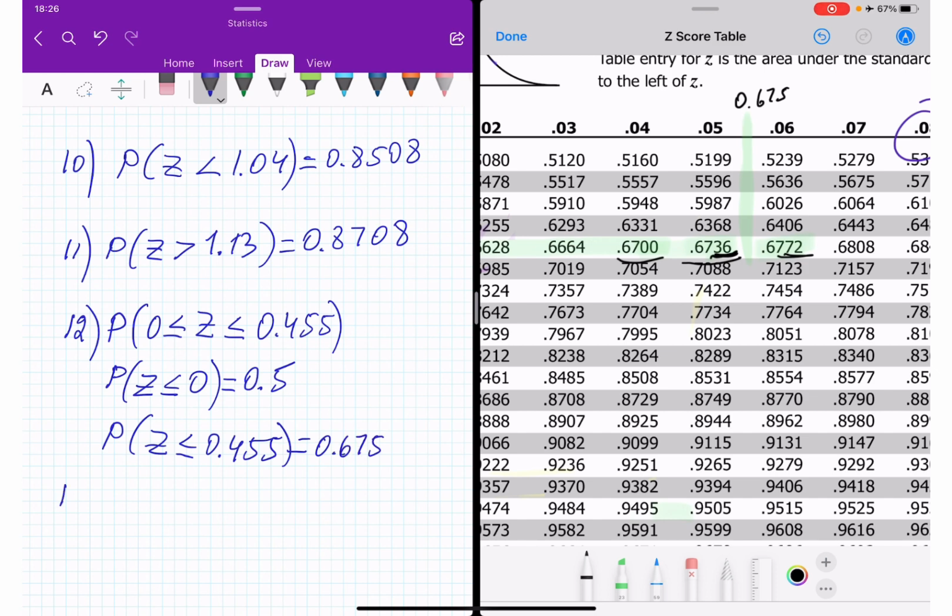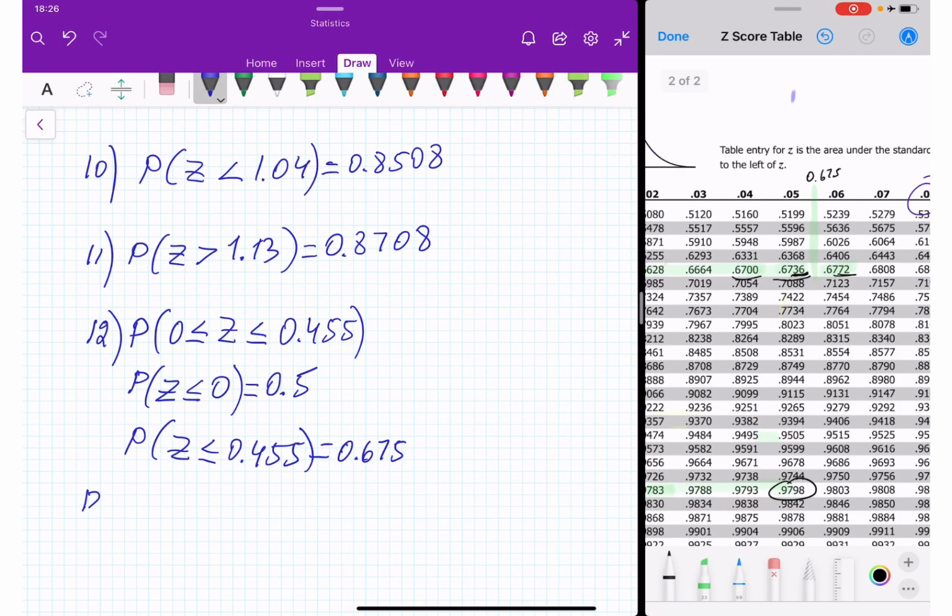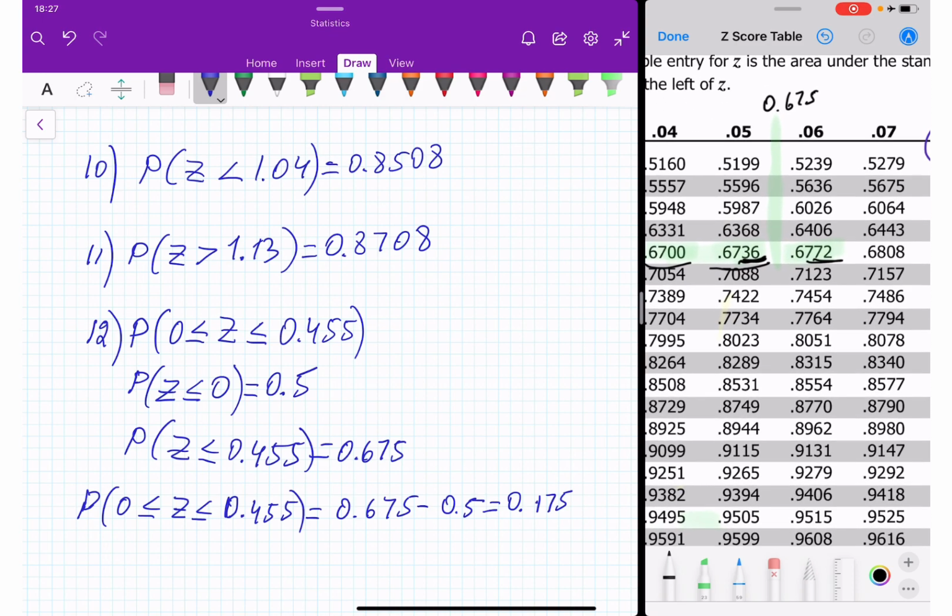So from here, the probability that z-score is greater than or equal to 0 and less than or equal to 0.455 is going to be equal to 0.675 minus 0.5. And that's going to be 0.175. Okay.